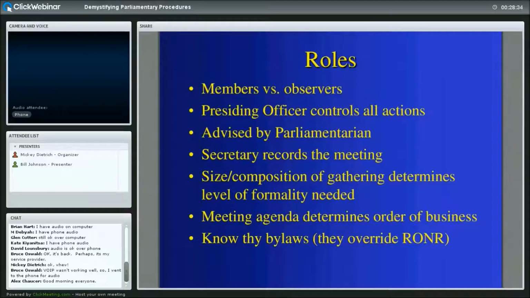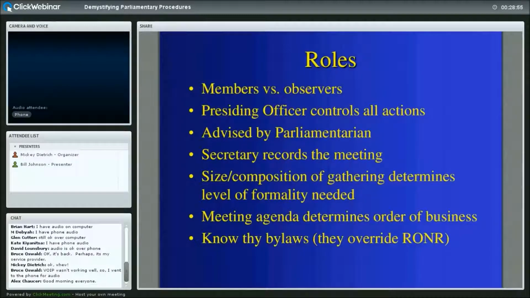So that's important to understand from the get-go too, because it's very typical for there to be non-members present, and unless you clear the room of the non-members, you have to. The presiding officer should be careful not to extend those rights to people that don't have a right to them. Okay.